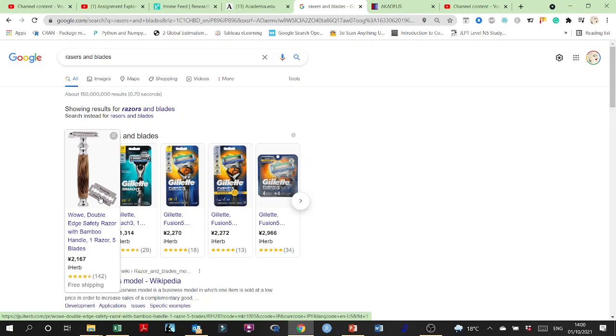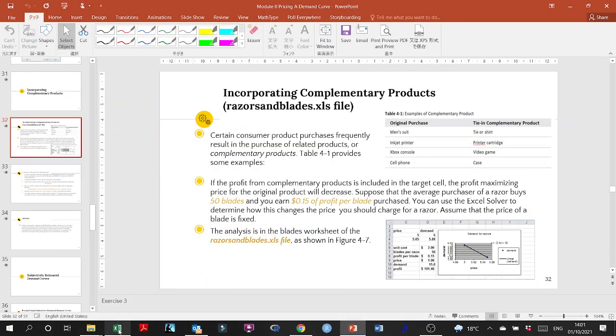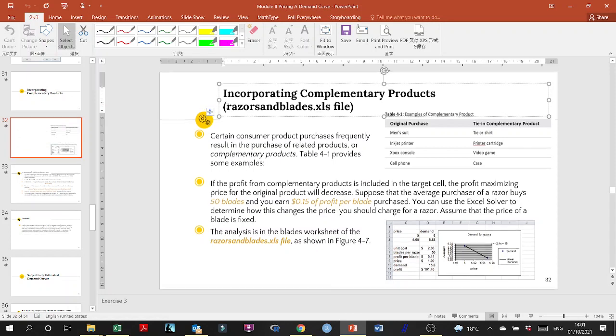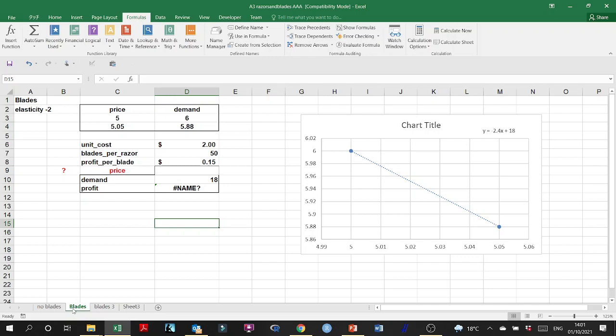But in our case study, they say that their razor is very durable, that you get rid of it after 50 blades. So basically you buy this one time and then you buy the blades again and again. So let's take this hypothetical example from this Excel sheet, razors and blades. And let's start building up our knowledge on complementary products slowly. So I'm going to start with you today with the blades.